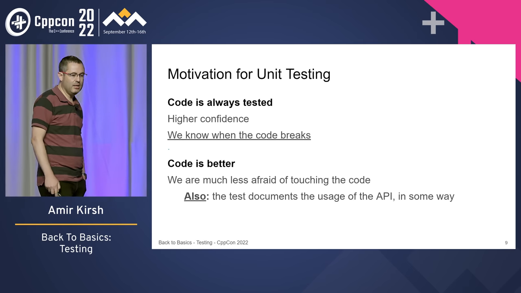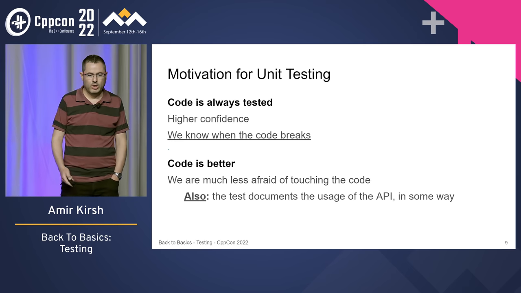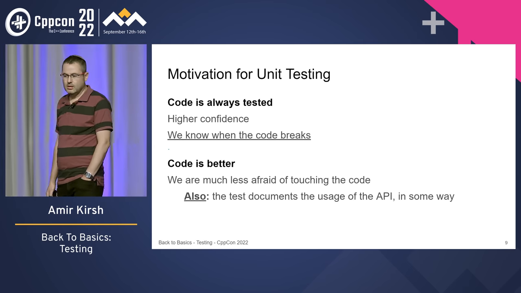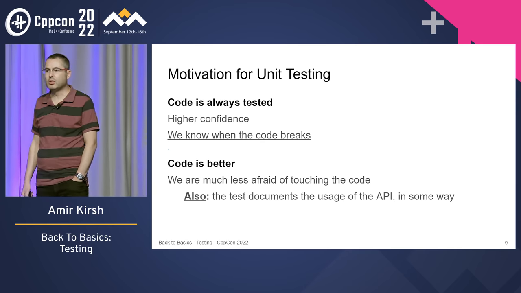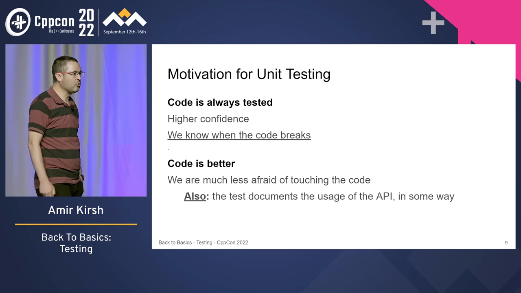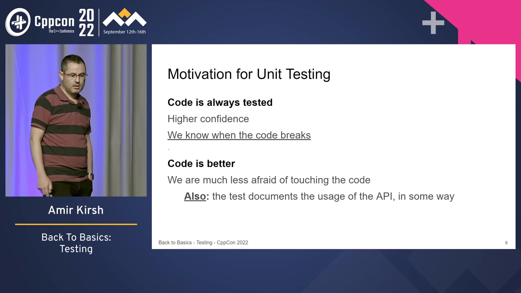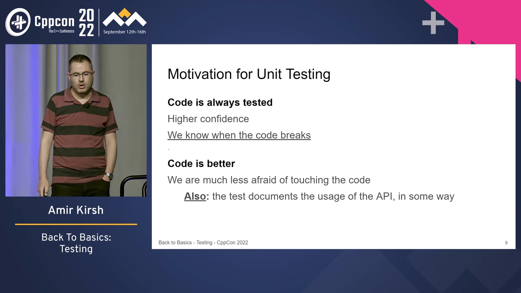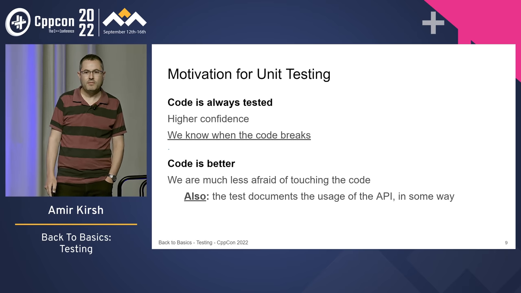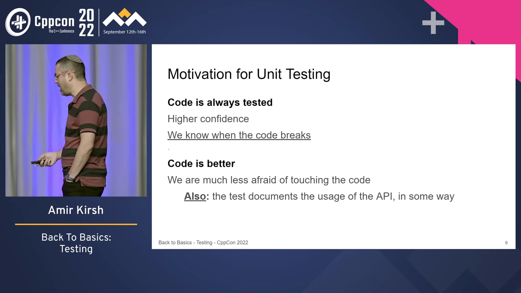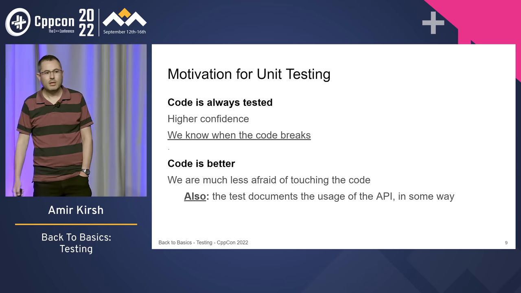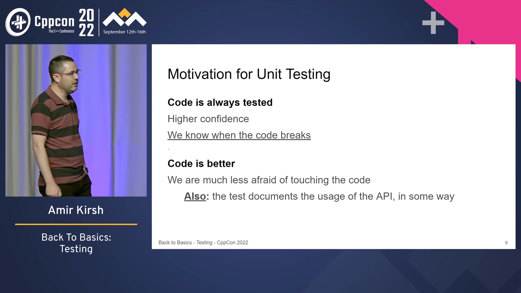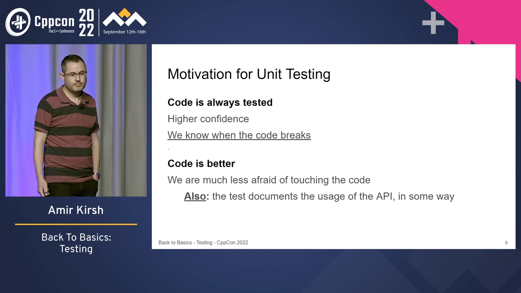Code is always tested. You have higher confidence. We know when the code breaks. And code is better at the end because we are much less afraid of touching the code. And if there is a need to refactor something, we just do that. And also the test, in a way, documents the usage of the API. So if somebody wants to check how you are supposed to use some kind of API, in many cases, the starting point would be the tests.